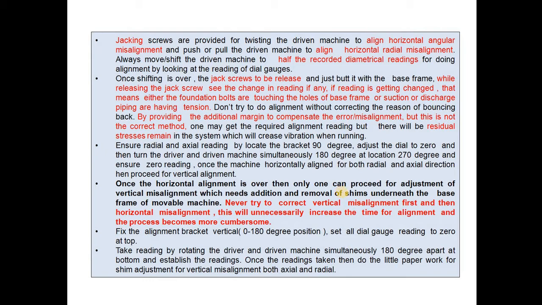Once horizontal alignment is over, how do you come to know? When you put the dial gauge in 90-degree position and rotate it to 180-degree and 270-degree positions, your dial gauge reading should be 0, 0. Then you put the dial gauge on vertical position, set it 0, 0 for all the 3 dial gauges and take the reading, and then you have to do a little paperwork for the correction.